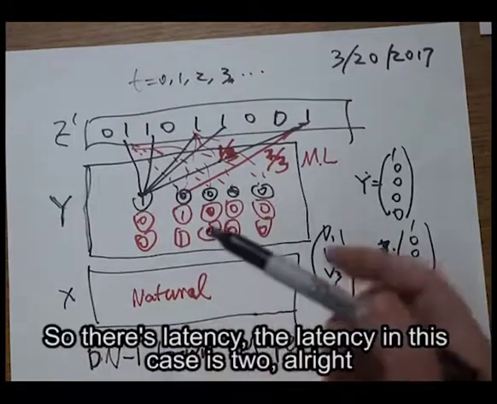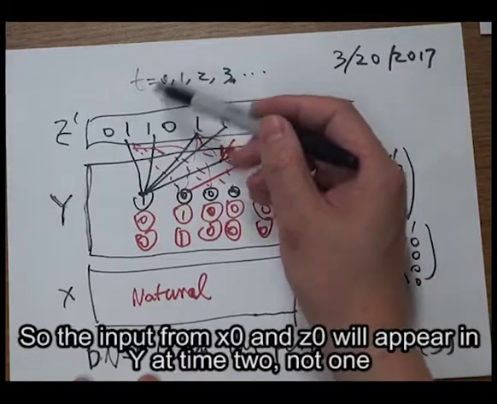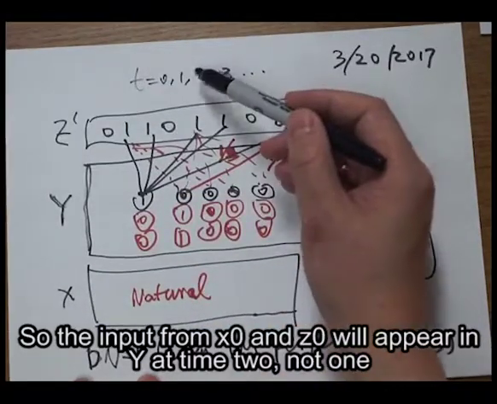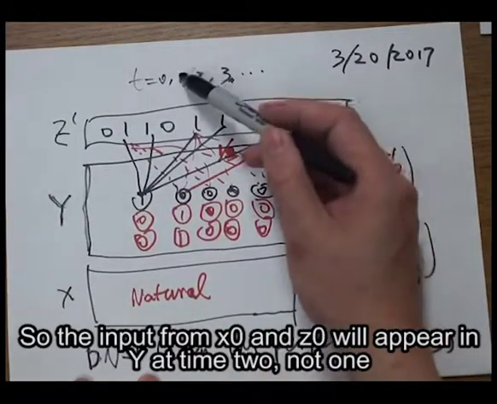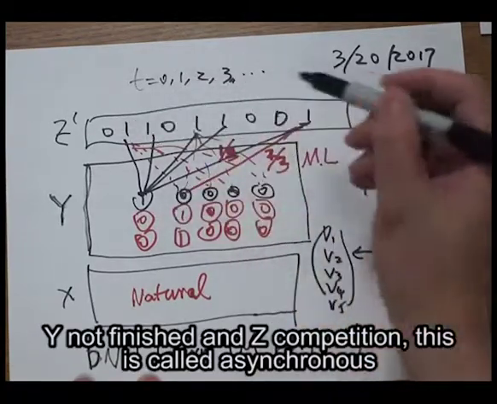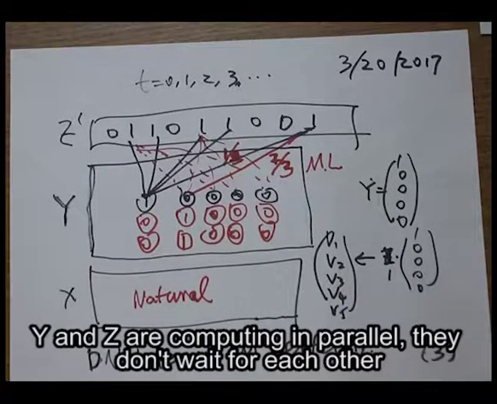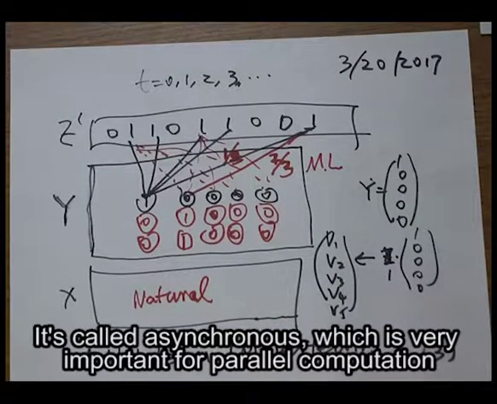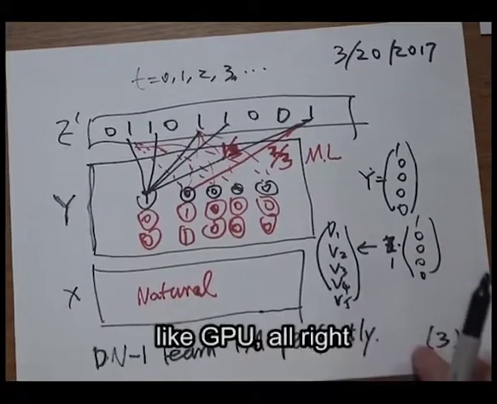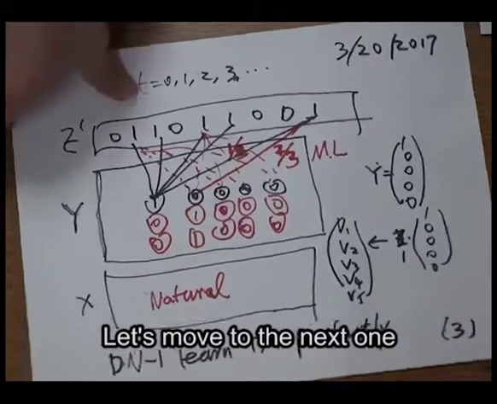So there's latency. The latency is, in this case, 2. The input from X at t0 will appear in Z only at time 2, not in Y, because we only finish the Y and Z computation then. This is called asynchronous. Y and Z are computing in parallel. They don't wait for each other. It's called asynchronous, which is very important for real-time computation, like GPU. We do not assume that one area is waiting for another one. All right, let's move to the next one.